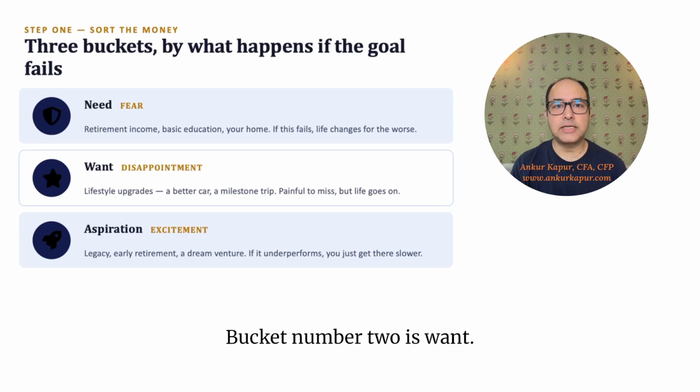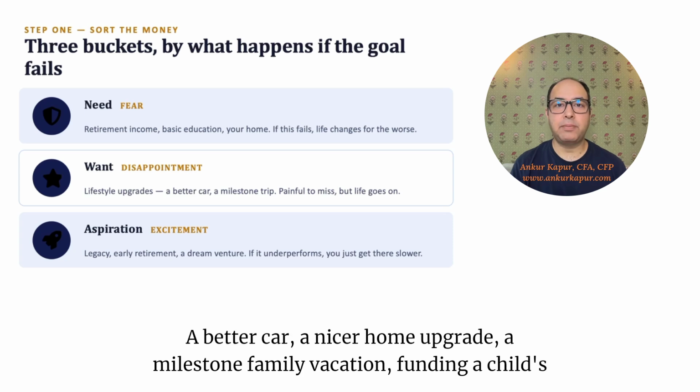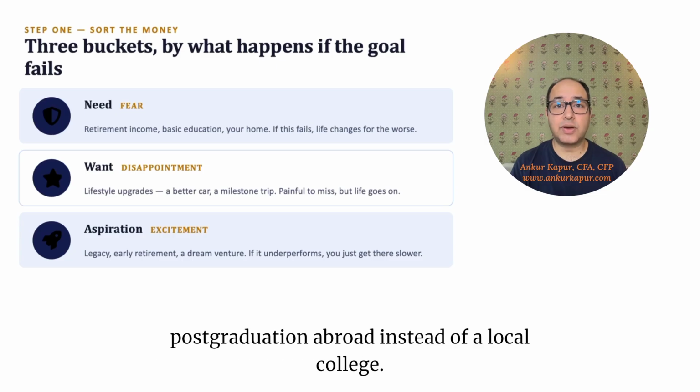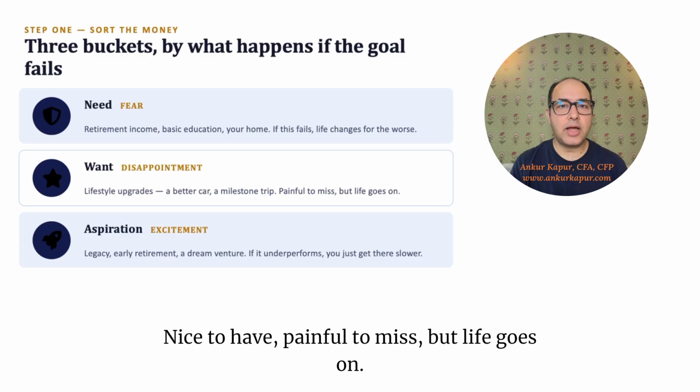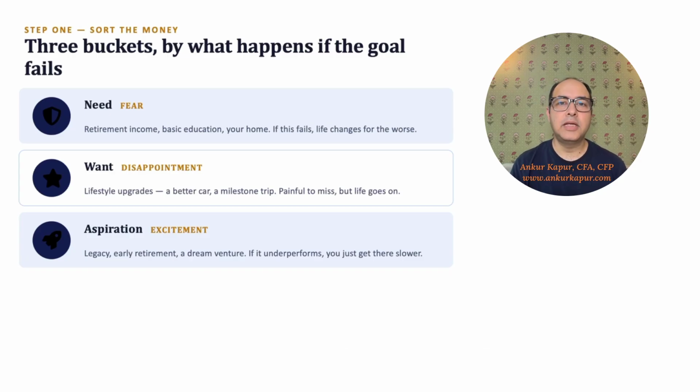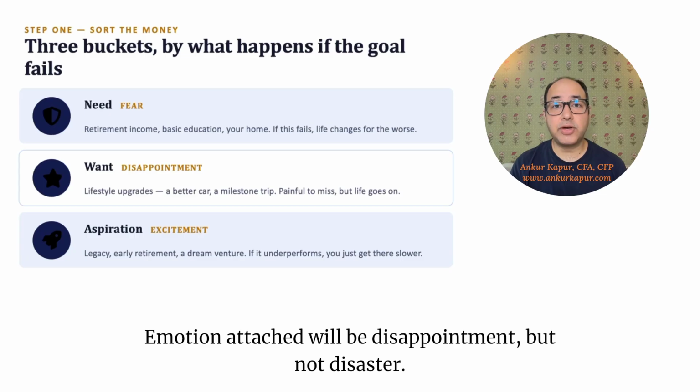Bucket number two is want. This is lifestyle money. A better car, a nicer home upgrade, a milestone family vacation, funding a child's post-graduation abroad instead of a local college. Nice to have, painful to miss, but life goes on. Emotion attached will be disappointment, but not disaster.